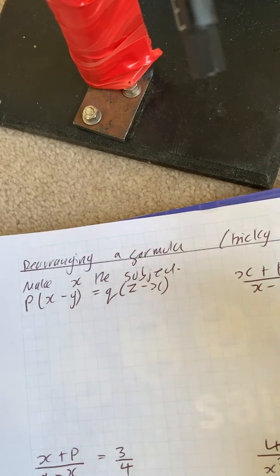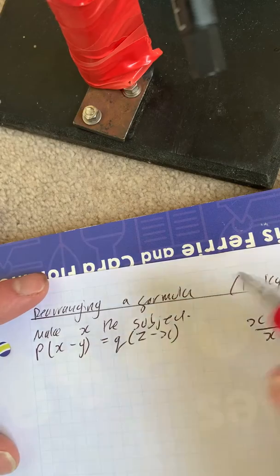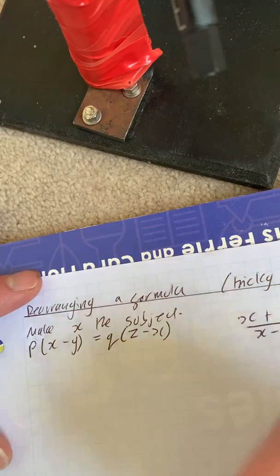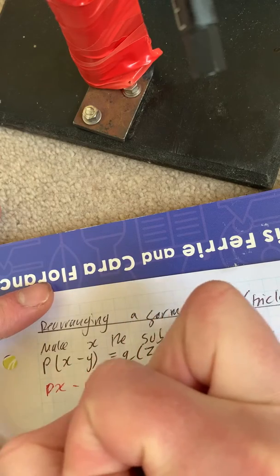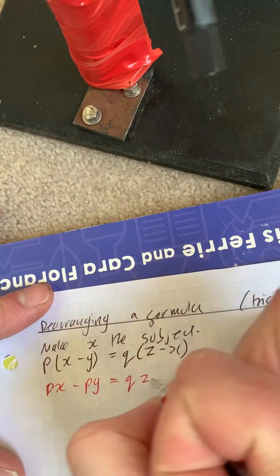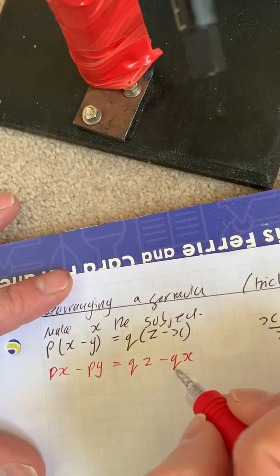Okay, so we are rearranging, but these are slightly trickier examples. We're trying to make x the subject of the first four, and then the last one we're making r the subject. So if we expand the bracket first, now it's very similar to the example we did on the previous video.